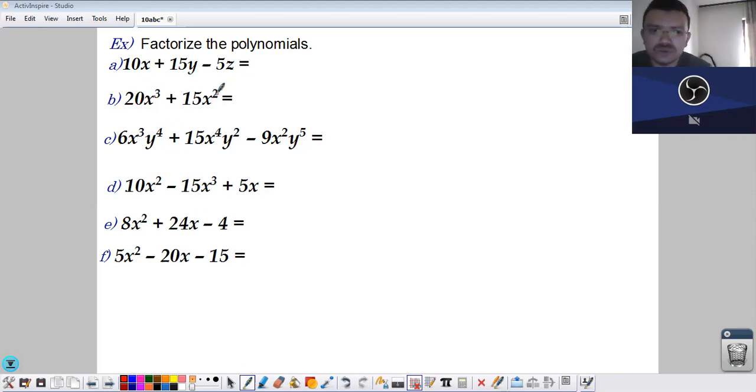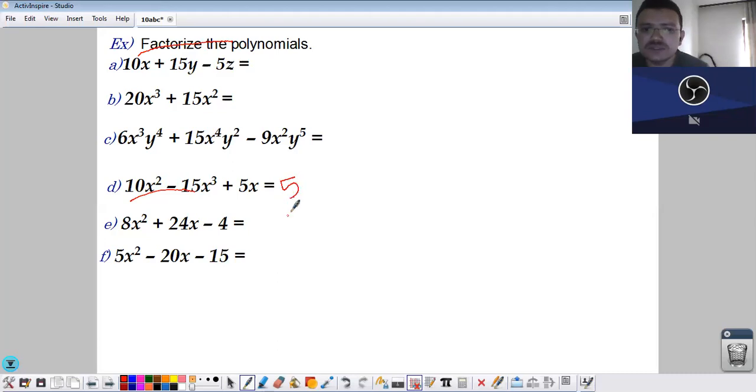Even if you have 2 terms, 3 terms, or 4 terms, whenever you have the question, factorize the polynomials, you should check if there's any common factor or not. So let's do one question in here. Let's do the D1, 10, 15, and 5.